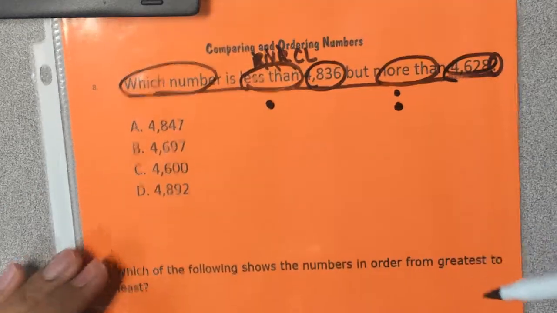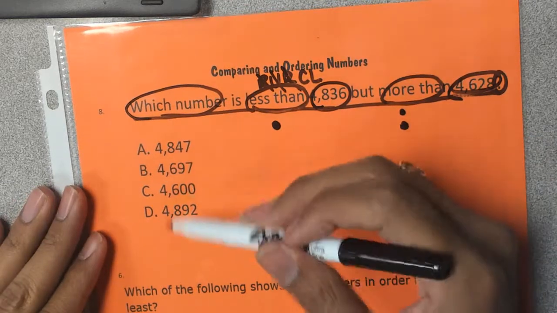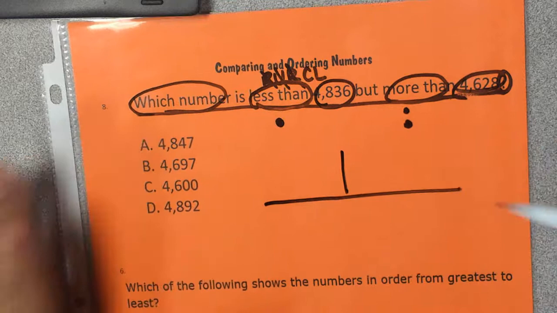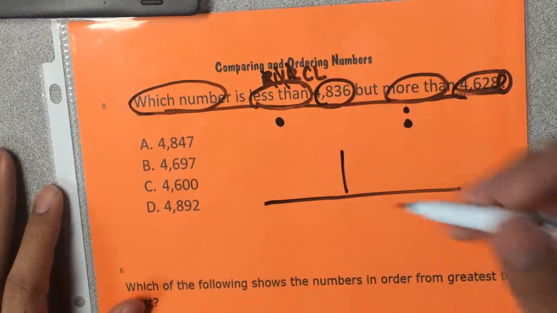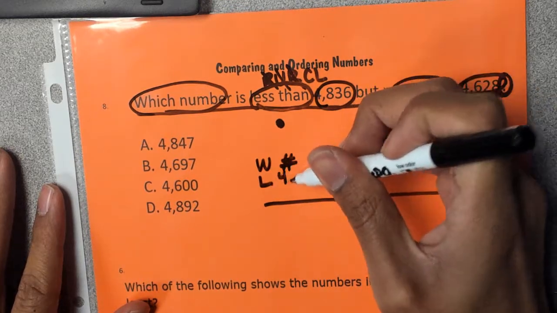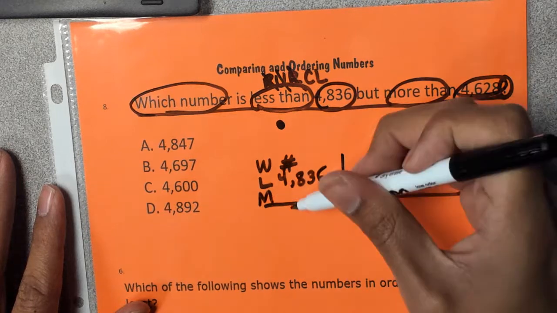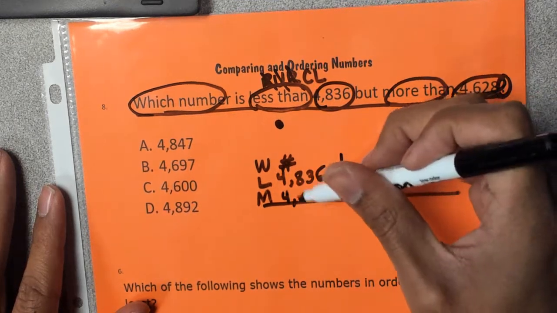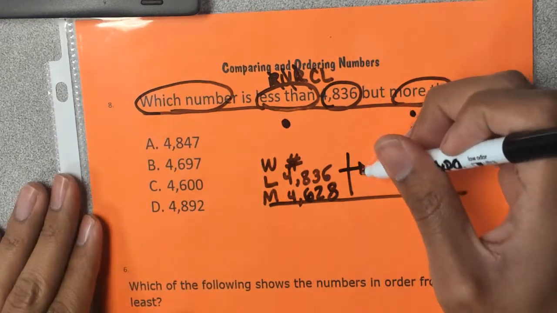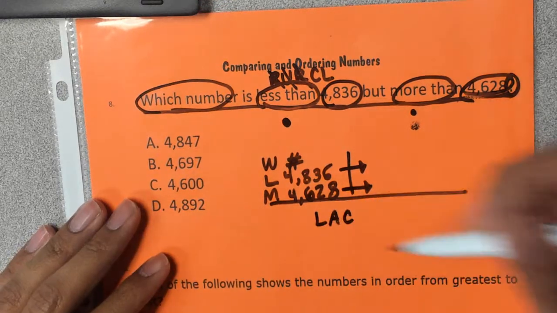So this question looks a little bit tricky, but it's actually pretty easy because the only strategy that we have to do is on the answer choices. But what should we do first? Our main idea. My main idea is going to be which number is less than 4,836, but more than 4,628. All I have to do for my details is bring these numbers over, and in my strategy, I'm just going to label my answer choices.